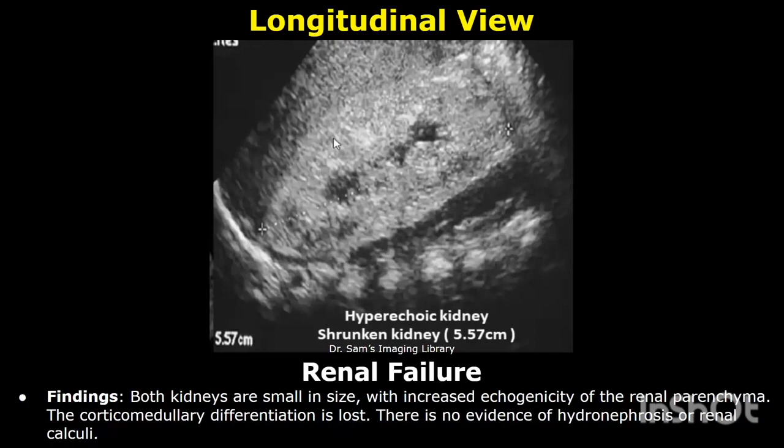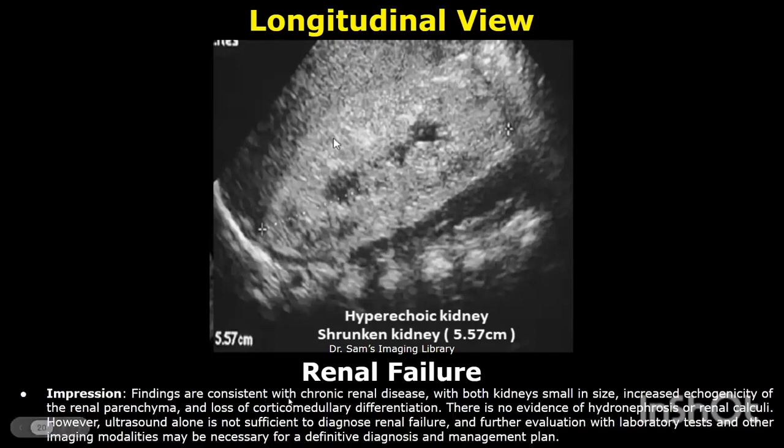In the impression, the findings are consistent with chronic renal failure, with both kidneys small in size, increased echogenicity of the renal parenchyma, and loss of corticomedullary differentiation. Ultrasound alone is not sufficient to diagnose a renal failure, so further evaluation is needed. You must mention this in the report.